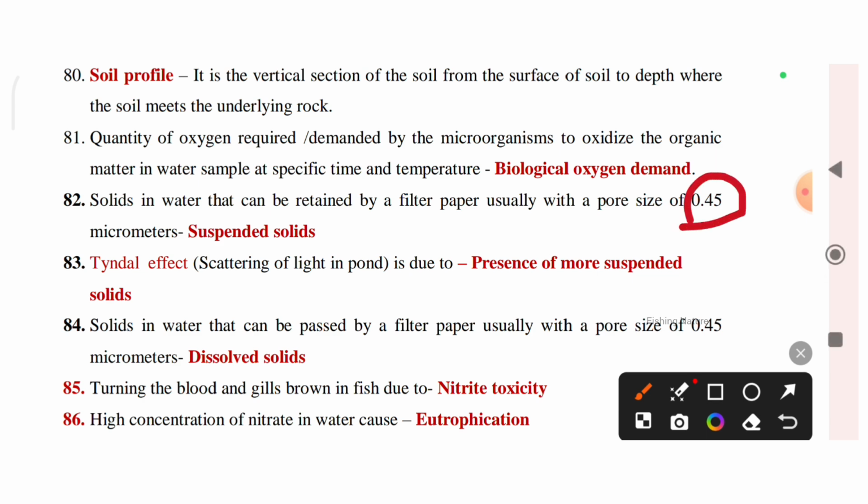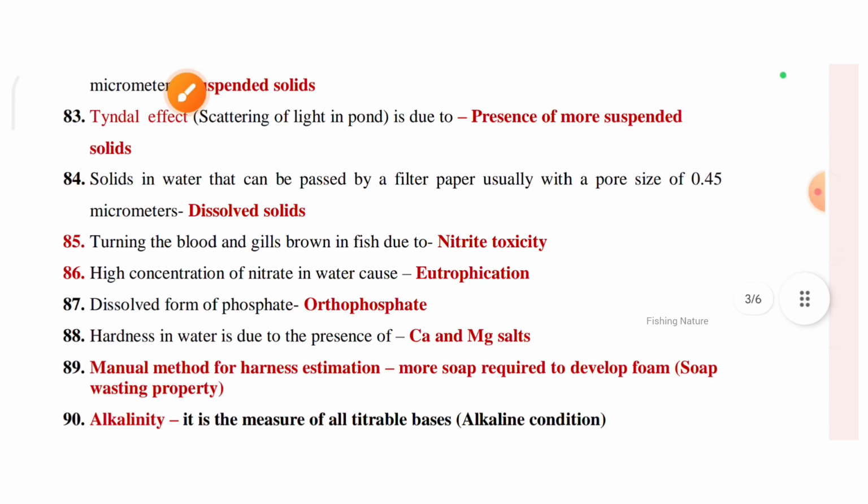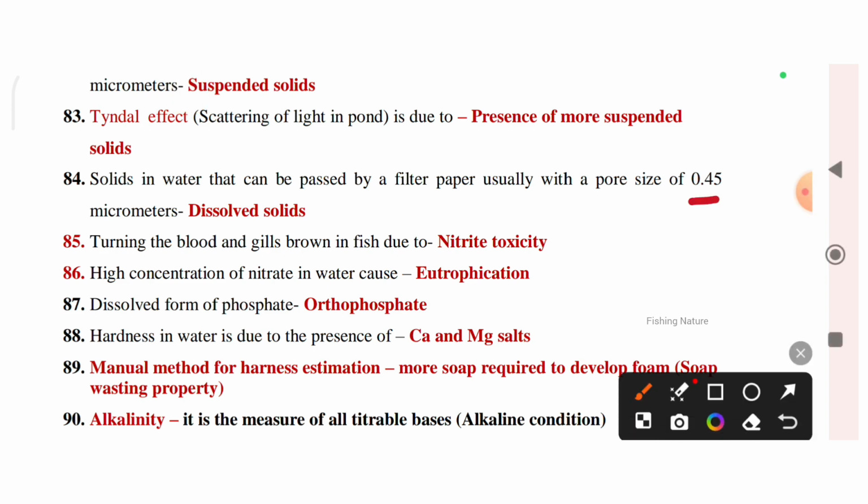Tyndall effect is the scattering of light in a pond. It is due to the presence of more suspended solids in the light. Next, solids in water that can pass through filter paper with a pore size of 0.45 are dissolved solids. It is also 0.45 for dissolved solids and for suspended solids, the same pore size.